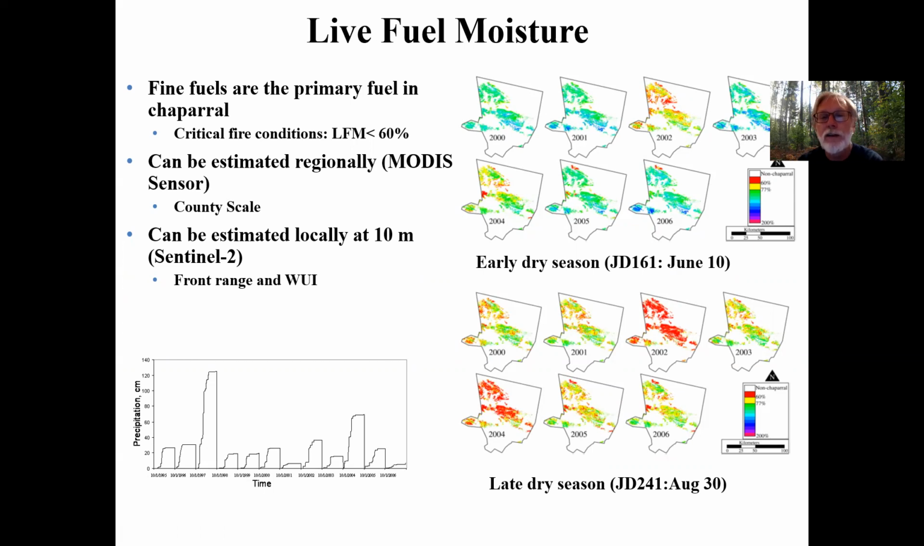And what we're showing here is Los Angeles County between 2000 and 2006. Red is the critical color, 70, and yellow is also fairly dangerous conditions. So we can see 2002 and 2004 stood out in June 10th as dangerous. As we progress through the dry season and get into August, the entire landscape has dangerous conditions, but still some years are much less so.